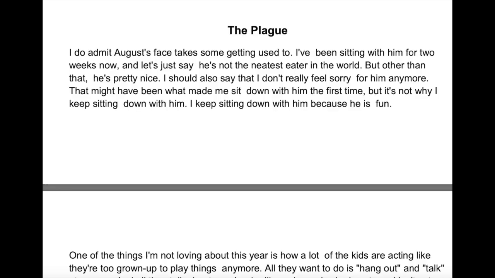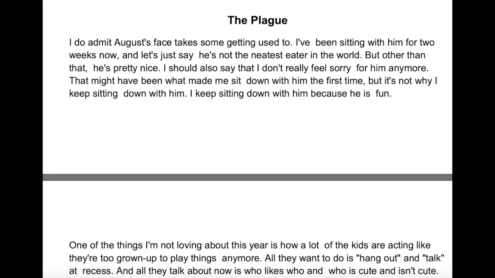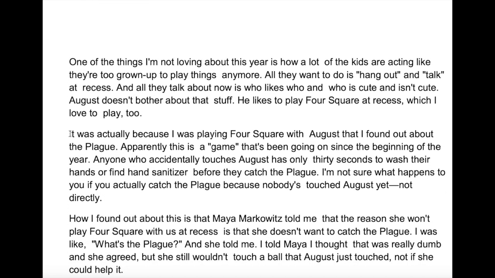The second text to world connection that I was able to make was in the chapter called The Plague. In this paragraph, Summer explains that she finds out about a game called The Plague, and apparently it's one that's been going on all year long, and she explains it by saying anyone who accidentally touches August only has 30 seconds to wash their hands or find hand sanitizer before they catch the plague. So I'm going to go ahead and copy this text evidence and put it into my graphic organizer.